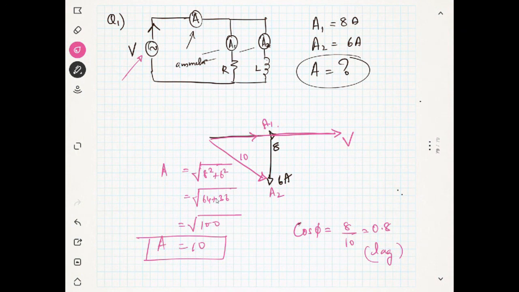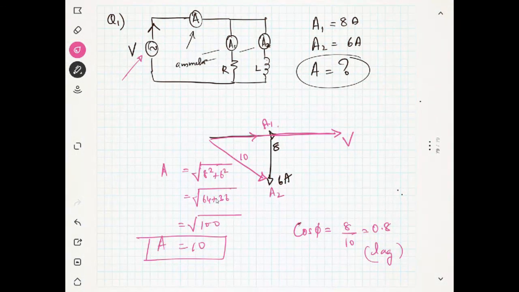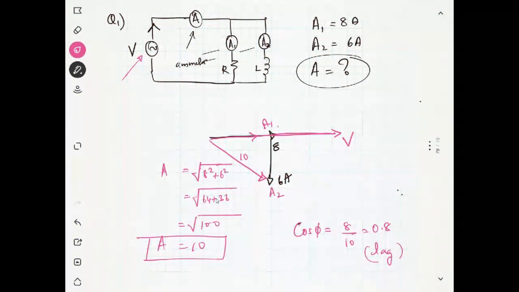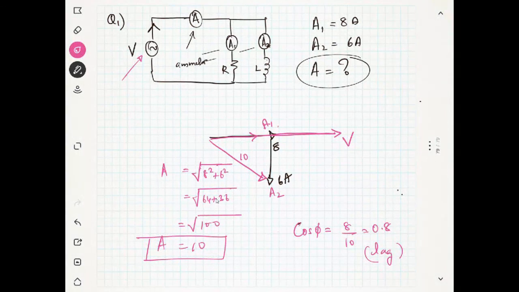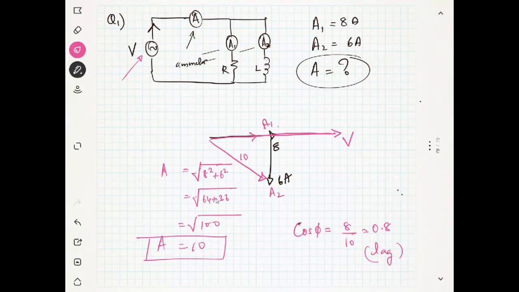You understood? So if you are writing a KVL or KCL or whatever, you will get the answer, but you have to write the KCL or KVL in terms of phasors. You understood? So you can apply all the theories you have studied in DC, but you should be very careful. You should convert everything into phasors.